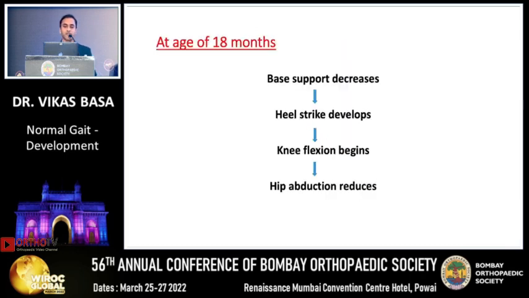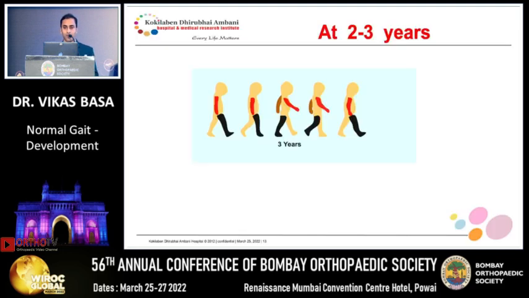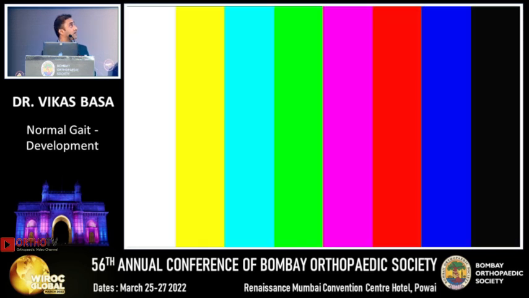What happens at the age of 18 months? With increased stability, the base of support decreases, the hip abduction decreases, the heel strike starts to begin, and the knee flexion also comes into action. The limb is able to maintain one axis and is able to propagate further. At about 2 to 3 years, they learn the ability to focus their gaze on the ground, and they develop the swaying movements of the upper limbs in coordination with the lower limbs.